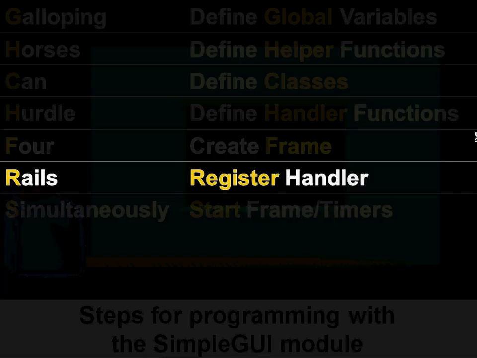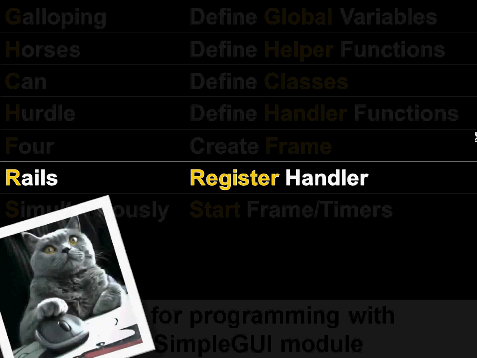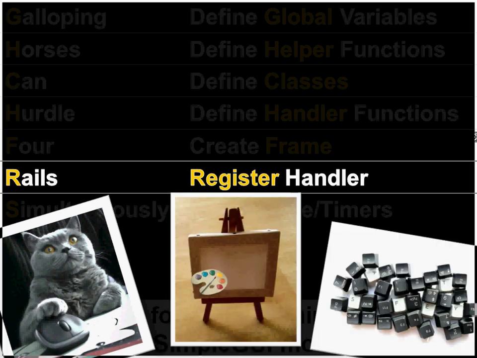Next, the R in Rails stands for register, as in register the event handler. While we have defined our event handler, we have not yet registered it. So our program knows what to do, it just doesn't know when to do it. The line of code that registers the event handler tells the program what to wait for, whether it be the movement of a mouse, or the press of a computer key, or even the appearance of a drawing canvas.